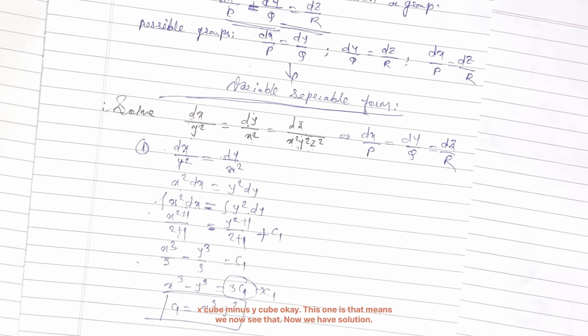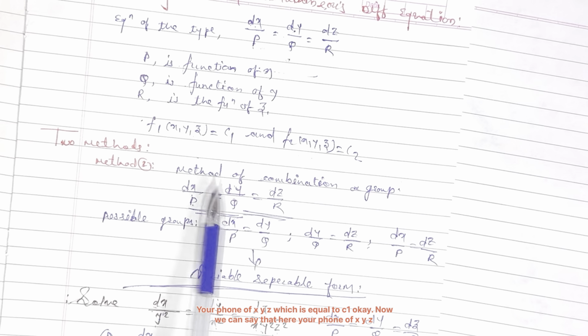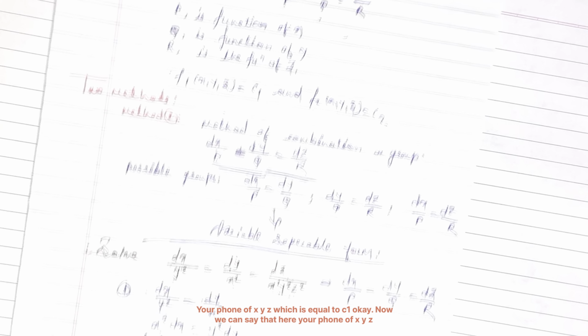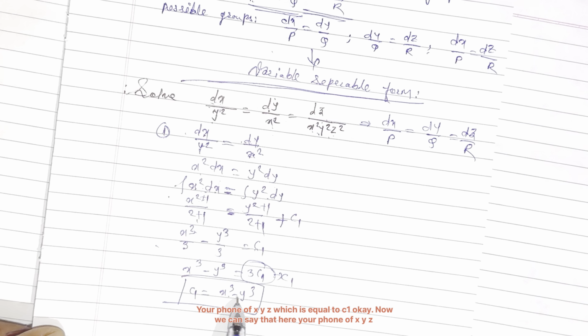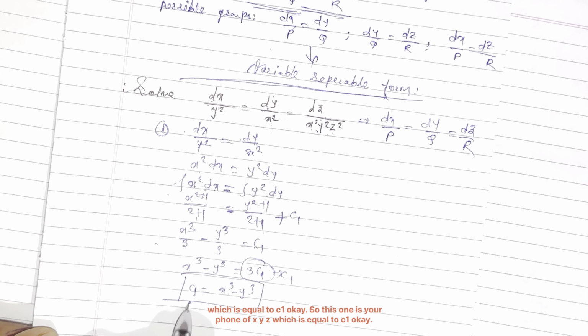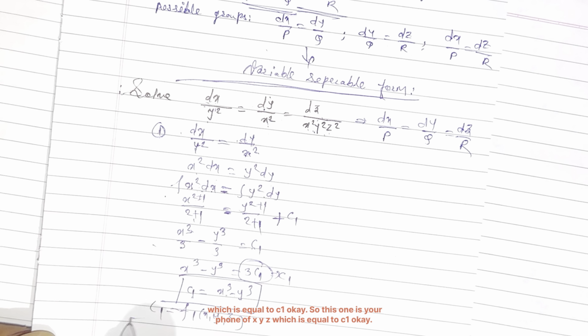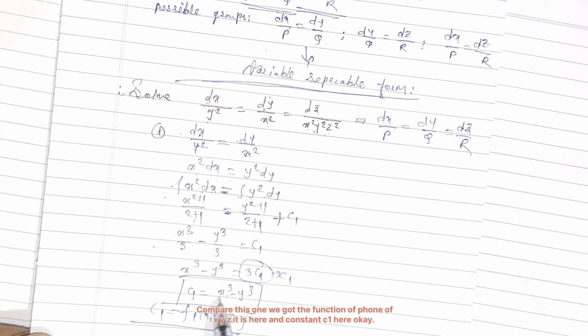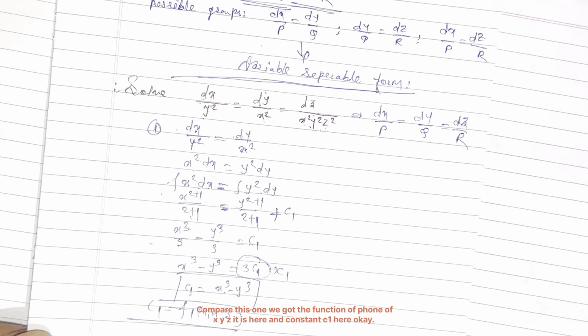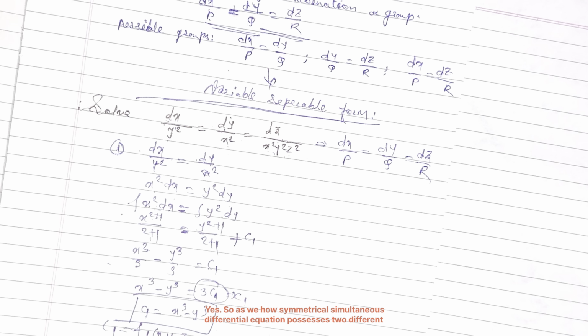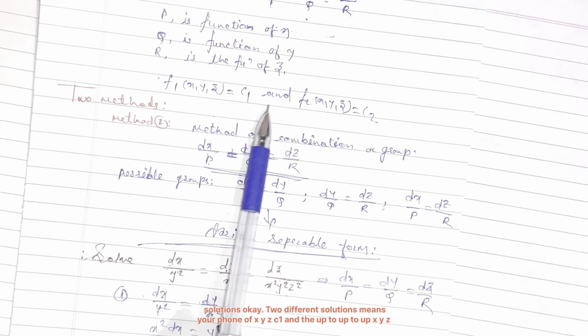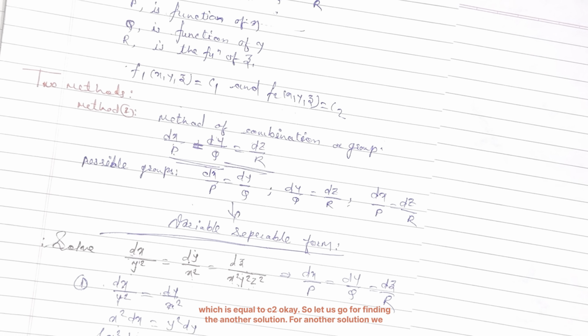This means we now have the solution f1 of xyz, which is equal to c1. Compare this one: we got the function f1 of xyz here, and the constant c1 here. As a symmetrical simultaneous differential equation possesses two different solutions, that means f1 of xyz equal to c1 and f2 of xyz, which is equal to c2.